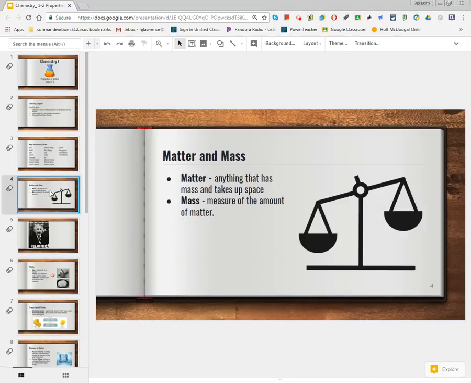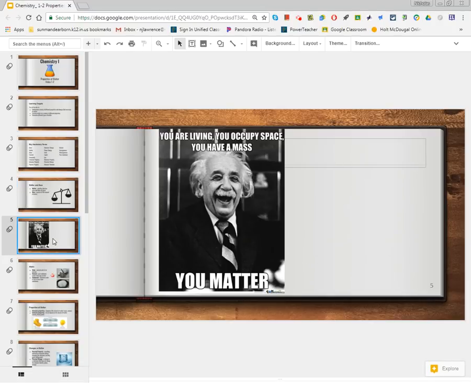So when we talk about matter, the basic definition is: matter is anything that has mass and takes up space. Everything in our universe that exists is matter. Well, almost. Energy, and anything in the supernatural, that is not matter. But everything that you can touch in your hands or that you can measure is matter. Yes, even you are matter, Albert Einstein says. You are living, you occupy space, you have a mass, so you matter.